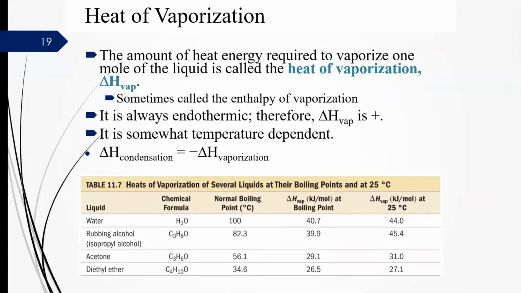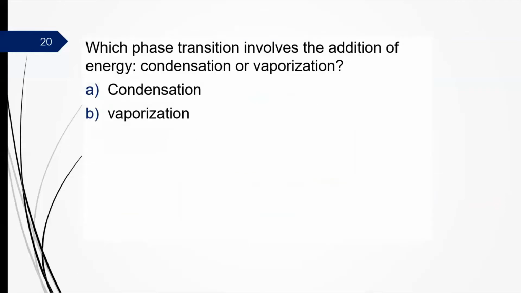So a delta H vaporization is always going to be positive because it's always taking energy in, and then the delta H of our condensation is the opposite of that. And so it's going to be the negative side of things. So if we wanted to summarize that, which one of these is doing the addition of energy, that should be our vaporization.